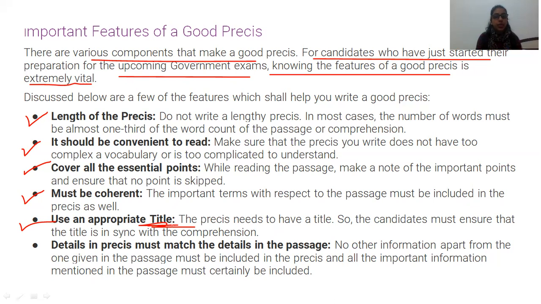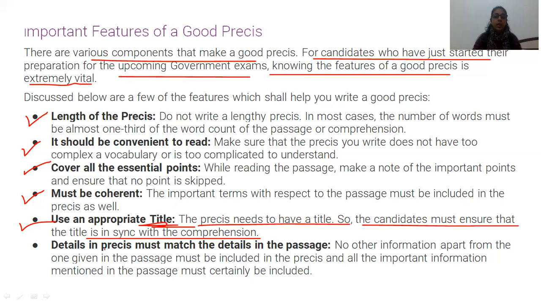If you're unable to choose a title, then you can keep this task for the end. Just start writing and then go for the apt title. Okay, your Précis needs to have a title, so the candidates must ensure that the title is in sync with the comprehension. Now, title does not mean that you can just simply think about it and write it. Your title also fetches you good marks. So mind it, the title should go according to the comprehension. If in the comprehension there's a talk about the bad effects of junk food, your title should be similar to the junk food.